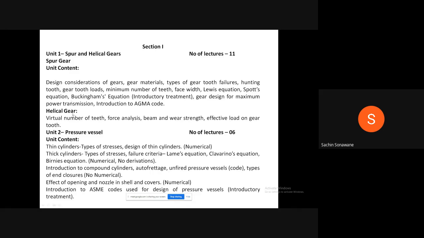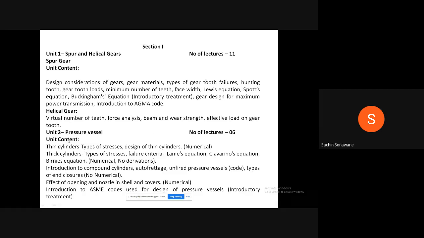In that, second part is helical gear, virtual number of teeth, force analysis, beam and wear strength, effective load on gear tooth. This is the unit 1. Now unit 2, pressure vessel. Number of lectures required is equal to 6. Now these lectures are as per university curriculum. We may require more lectures as compared to this.